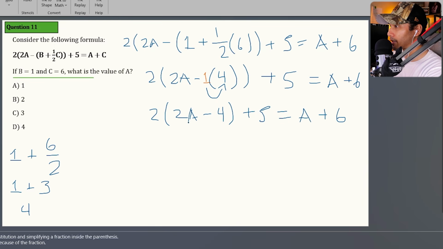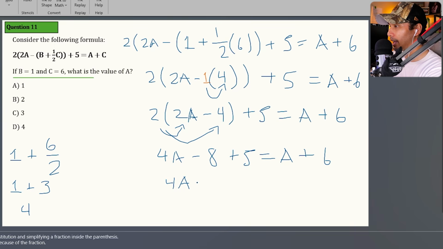Then we're going to distribute this 2. So the 2 is going to go to the 2A, and 2 is going to go to the -4. So we have 4A minus 8 plus 5 equals A plus 6. Then we just simplify, and we're going to isolate the A. So minus 8 plus 5, that equals 3. So we have 4A minus 3 equals A plus 6.